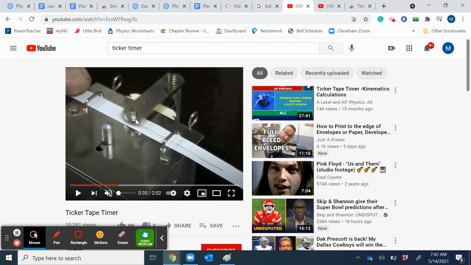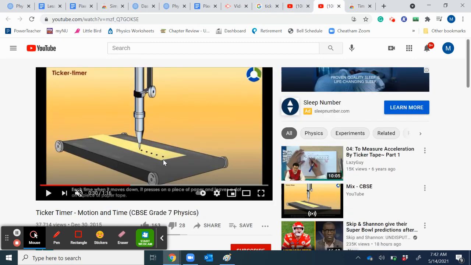So some object will be attached to this white tape. Some object will be attached to this yellow tape. Doesn't matter the color of the tape. And the object will drag the tape. And every second, this thing will make a dot on the tape. The distance between the dots is the distance the car has traveled.